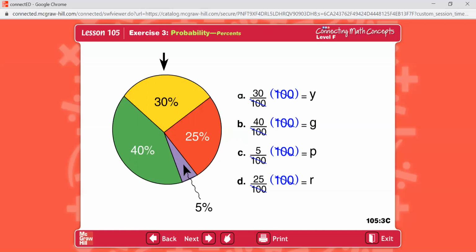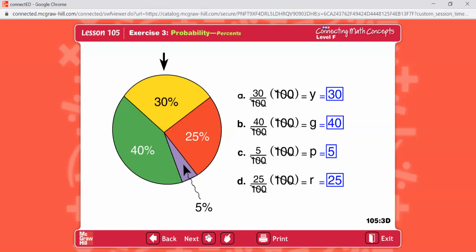The expected number for yellow is 30. The expected number for purple is 5. The expected number for green is 40, and the expected number for red is 25. Remember, percent numbers are the expected numbers for 100 trials.